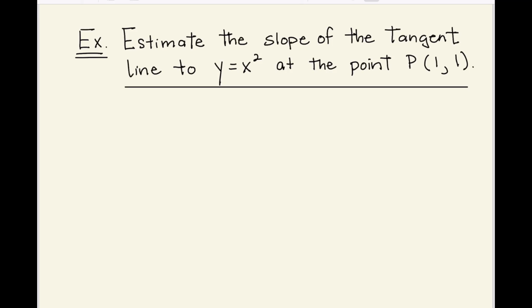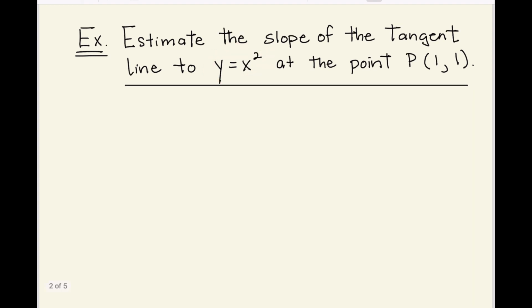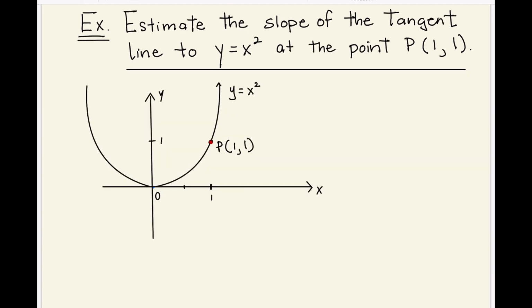In this example, we would like to estimate the slope of the tangent line to the curve y equals x squared at the point (1, 1). So y equals x squared is just your basic parabola. The first thing I'm going to do is sketch the graph of that parabola. Here's the graph of the parabola y equals x squared, and here you see the point (1, 1).